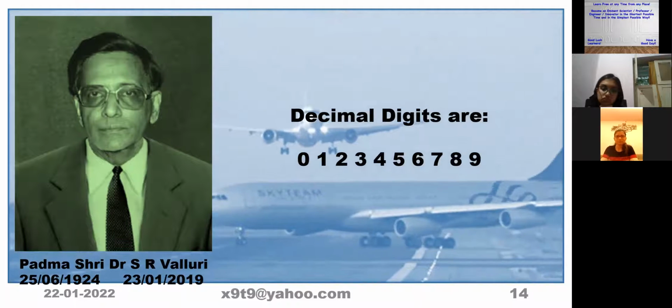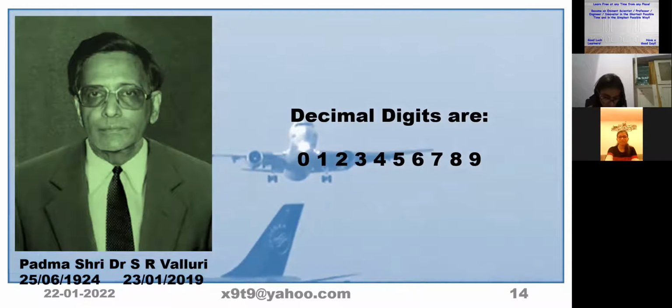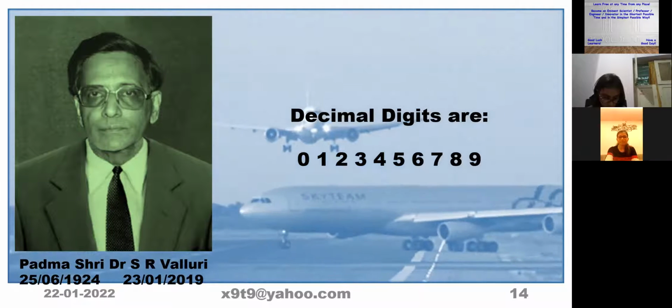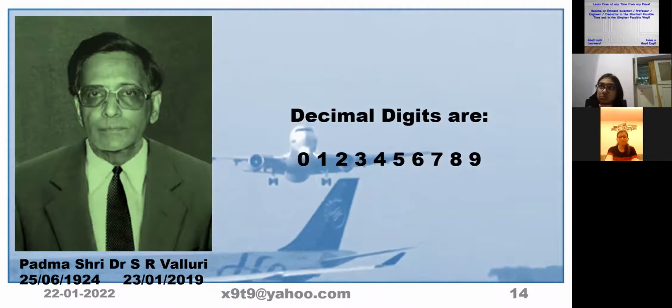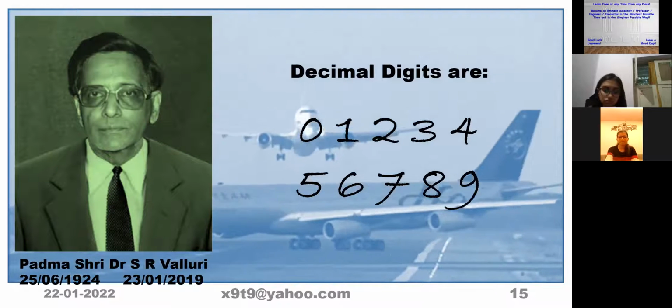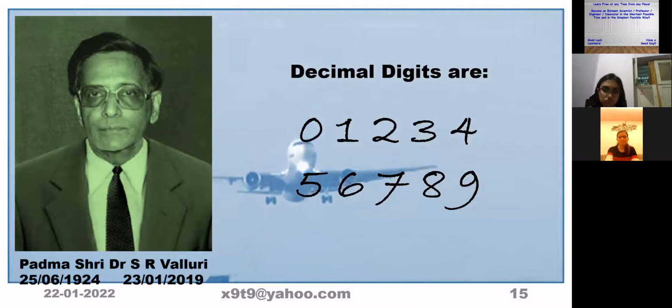Decimal digits, deci means 10. So for decimal digits, there are 10 different symbols used. They are 0 to 9. Handwriting-wise, it will be like this: 0, 1, 2, 3, 4.